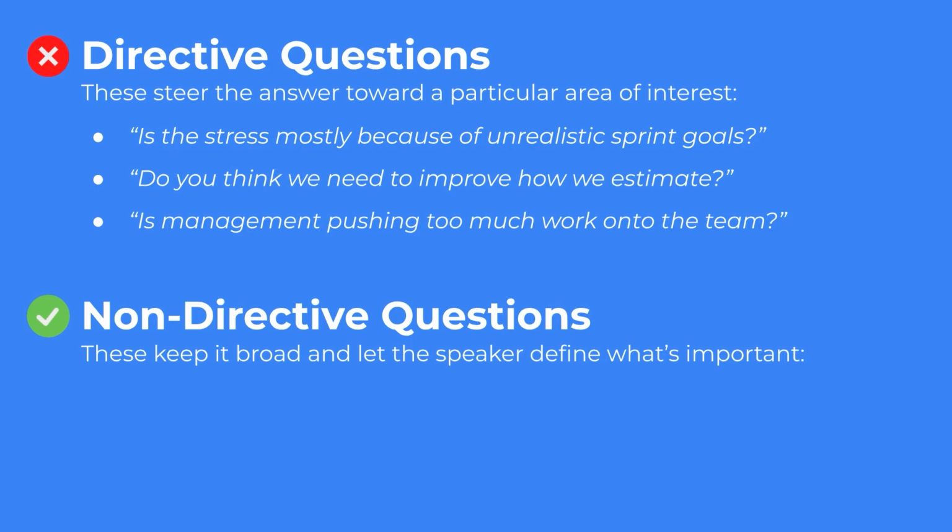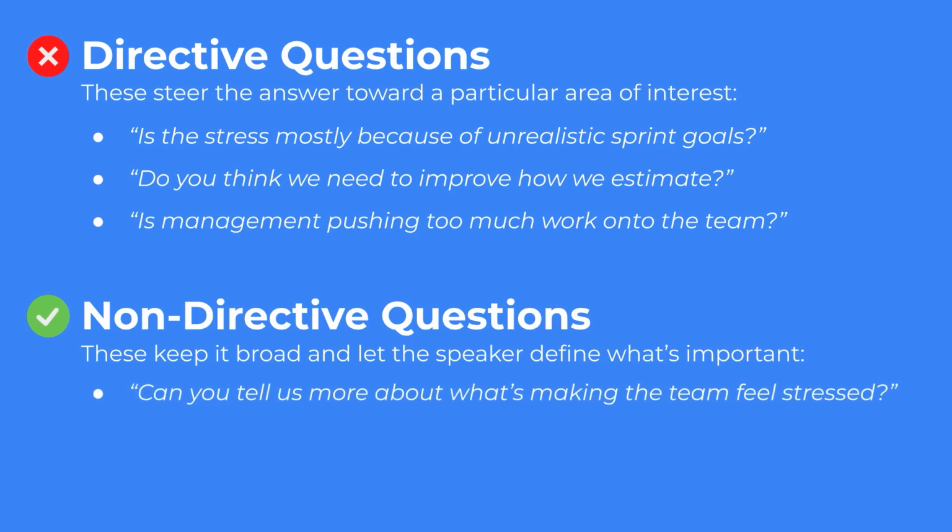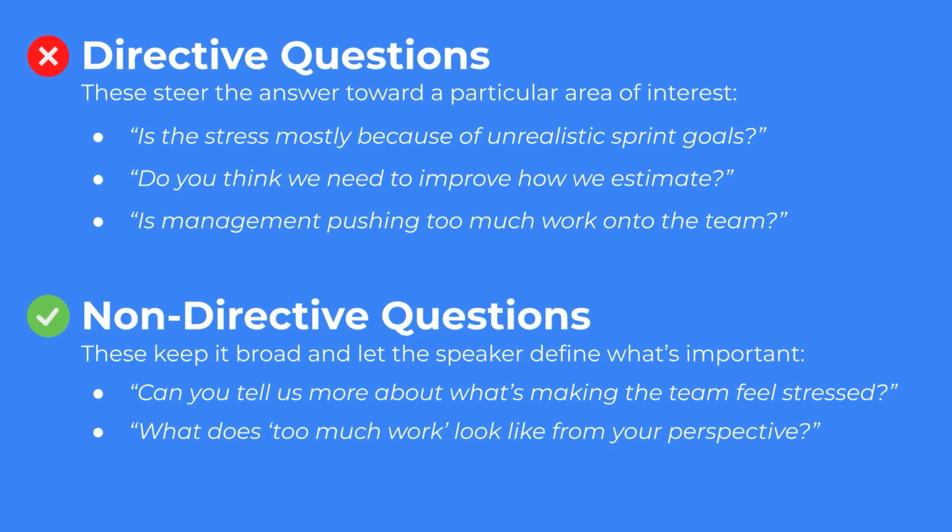So instead, what you want to do is follow up with a non-directive open-ended question. For example, you might say, can you tell us more about what's making the team feel stressed? Or what does too much work look like from your perspective? Or maybe you might say, how is this stress showing up in your day-to-day work? So what this does is it's going to allow them to draw their own conclusions, and as a Scrum Master, you'll get more insights that otherwise wouldn't have been heard. All right, so second technique, drawing people out, paraphrase what somebody says, and then ask an open-ended, non-directive question afterwards. Let's look at the third technique, which is called balancing.